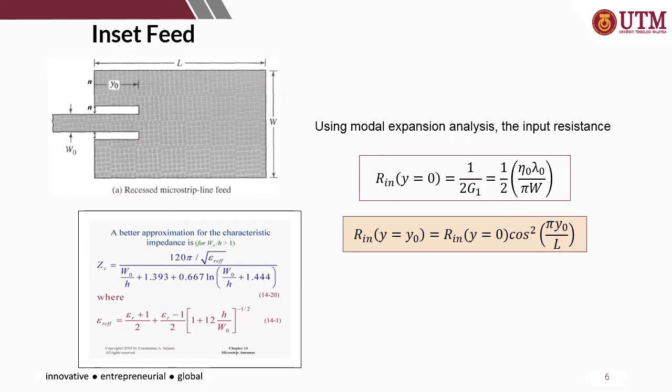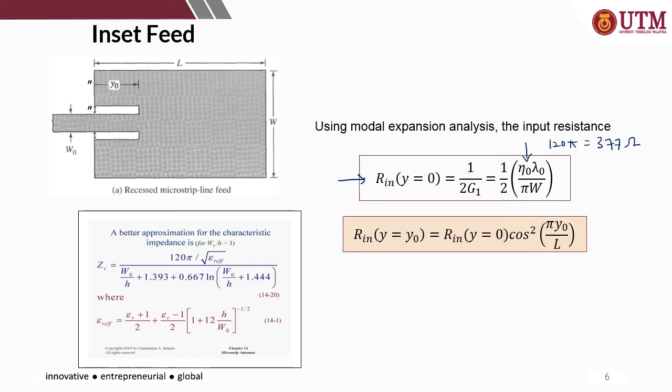Okay, mathematically, we can represent the input resistance by using this equation. This is the input resistance at the edge of the structure, when y equals 0, which is equal to 1 over 2G1, equal to 1 over 2, the intrinsic impedance 120 pi or equal to 377 ohm, lambda naught, and then divided by pi multiplied by the width.